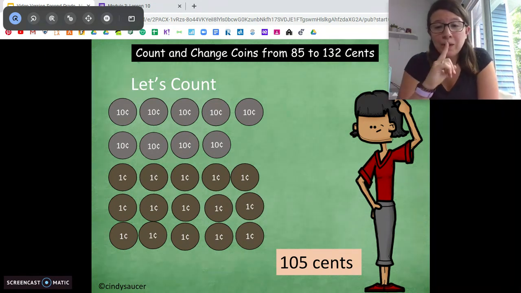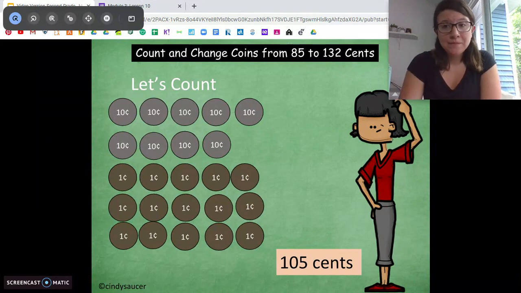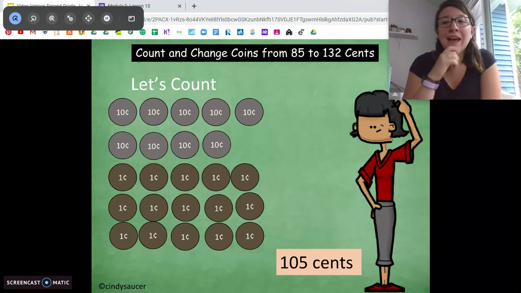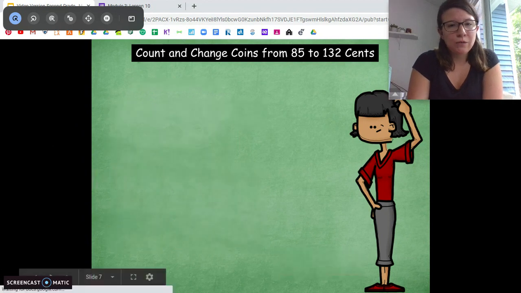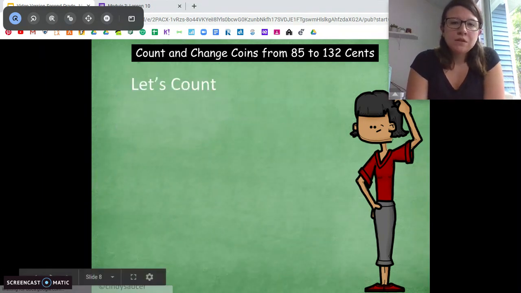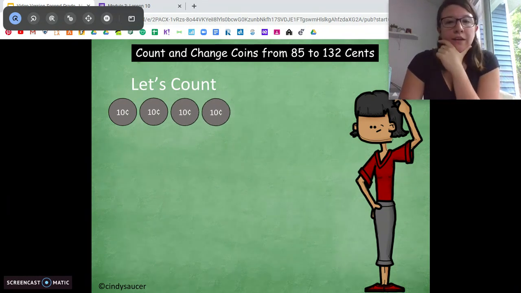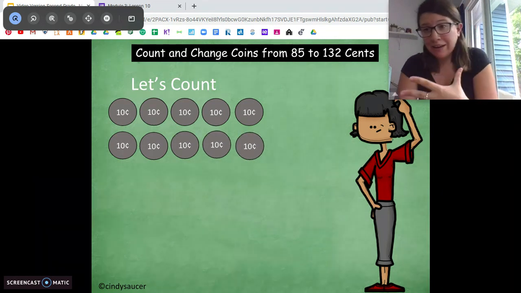In this one, do we have enough pennies to exchange it for a dime? Very good. We need how many pennies to exchange it for a dime? 10. So we can take these 10 pennies and exchange them for a dime. So here we go. Let's try again. 10, 20, 30, 40, 50, 60, 70, 80, 90, 100. That was a lot easier to count.